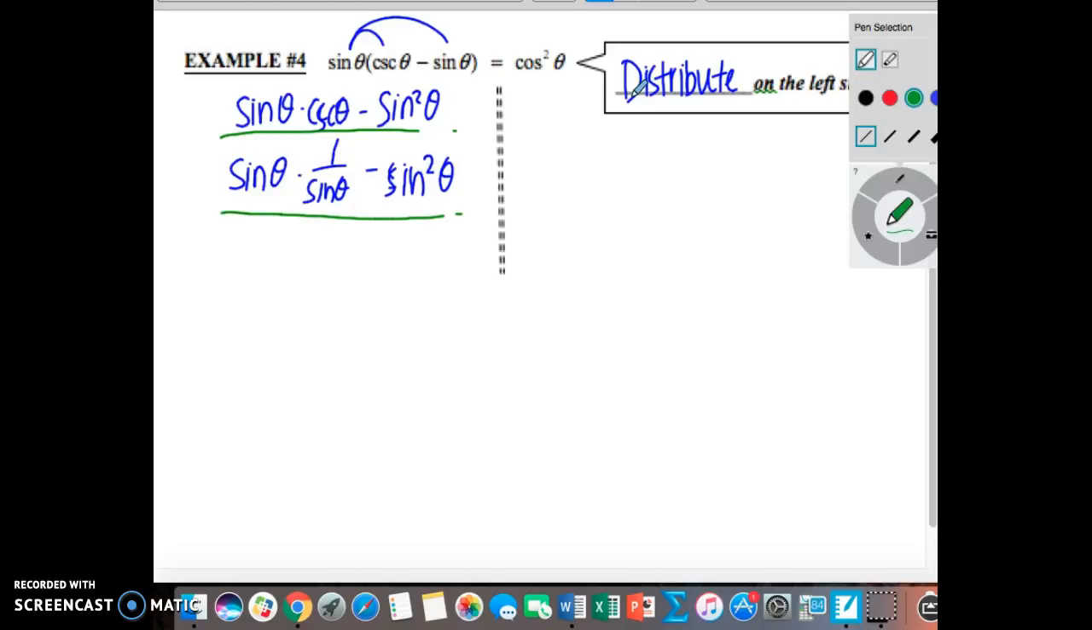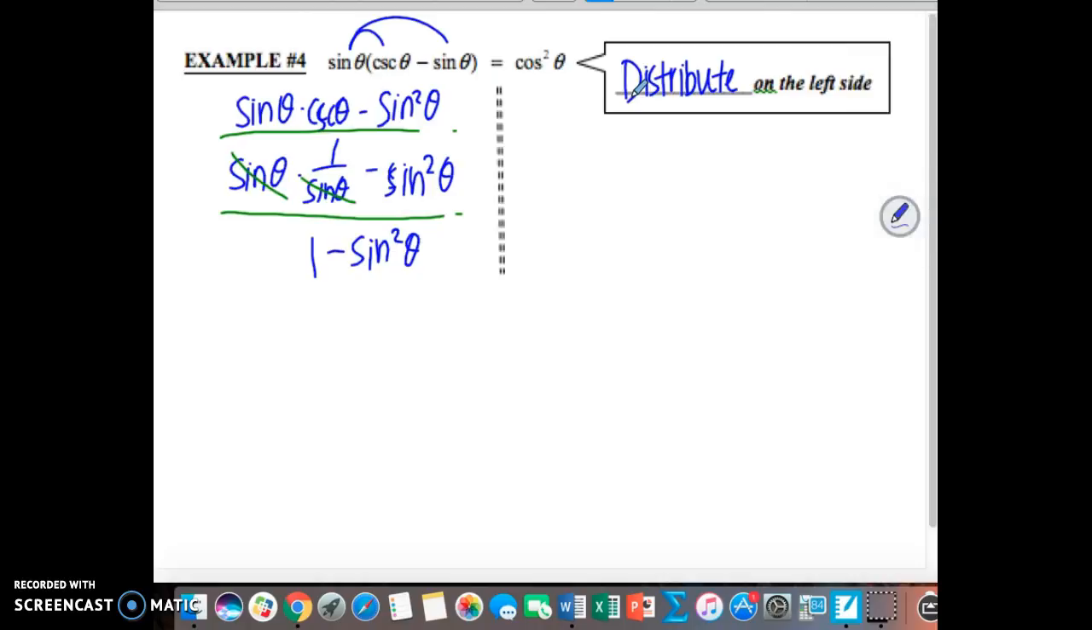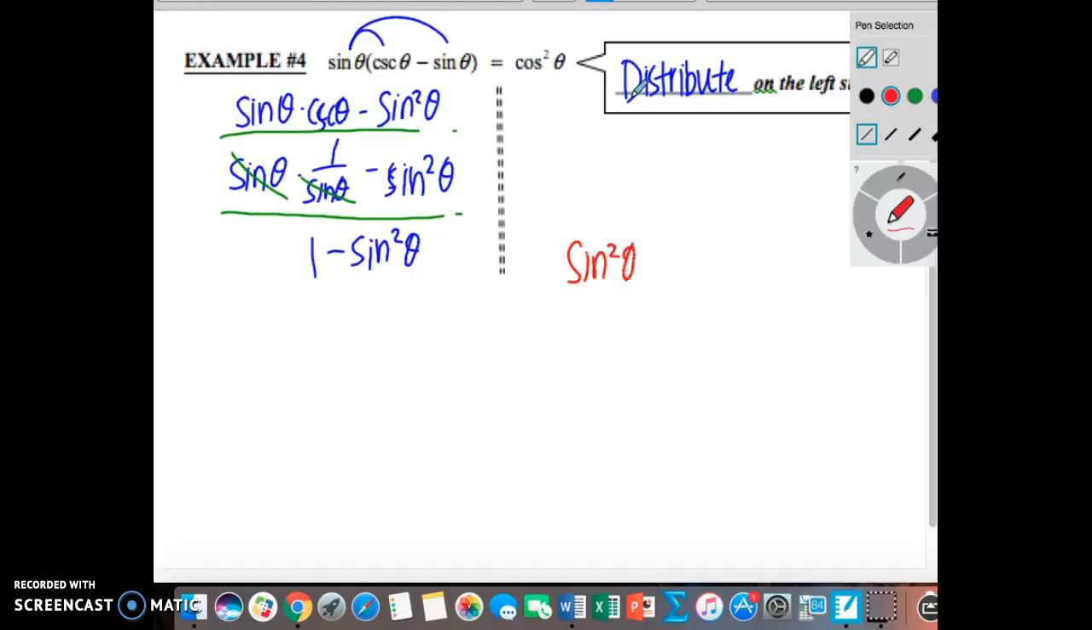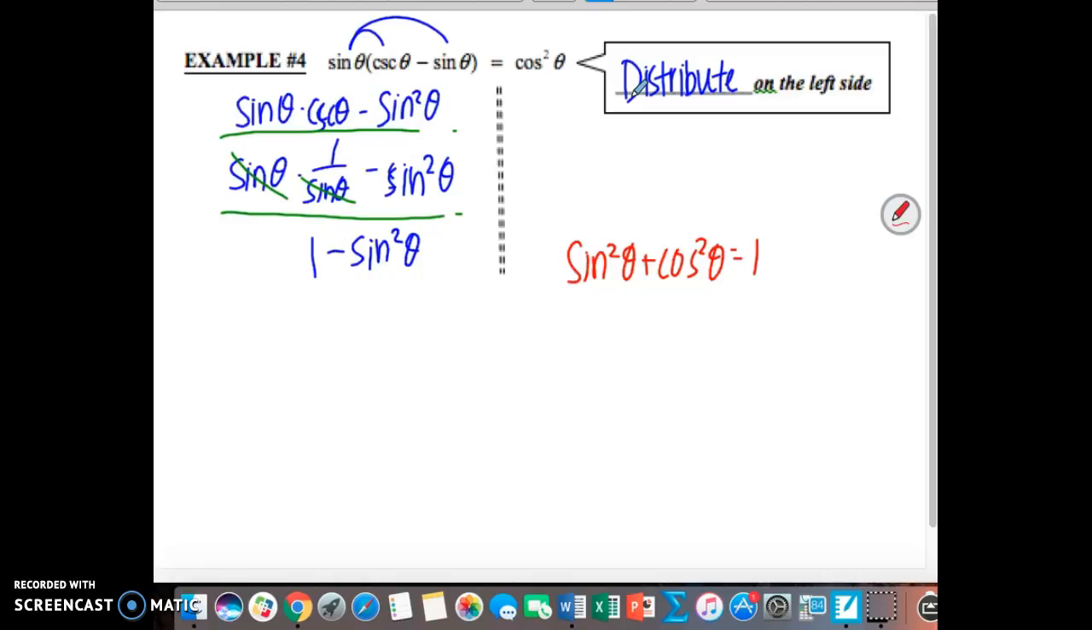So now notice we have a sine of theta in the numerator and in the denominator, so those cancel out. And we are just left with 1 minus sine squared theta. Recalling the Pythagorean identity, sine squared of theta plus cosine squared of theta equals 1. If we subtract sine squared of theta on both sides, we are left with cosine squared theta equals 1 minus sine squared theta.